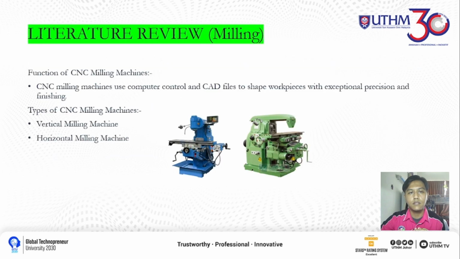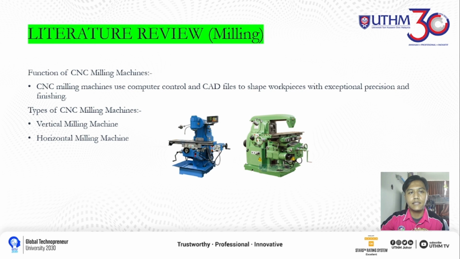A CNC milling machine uses computer control and CAD files to shape workpieces with exceptional precision and finishing. There are two common CNC milling machines. The blue one is a vertical milling machine, and the green one is a horizontal milling machine.